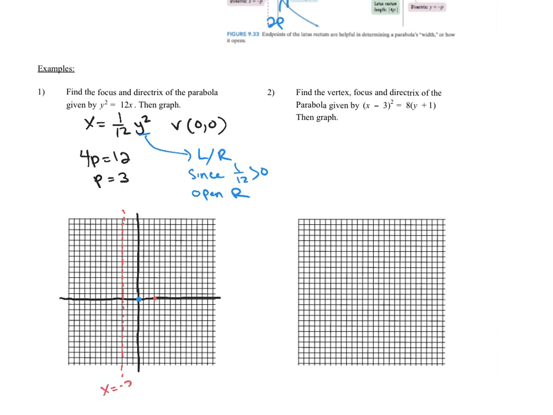So x equals -3 is the directrix. The focus is (3, 0). And then from our focus, we can use the latus rectum to find another set of points. So we know that we have to go up 2p and down 2p from our focus. So we'll go up 6 and down 6.